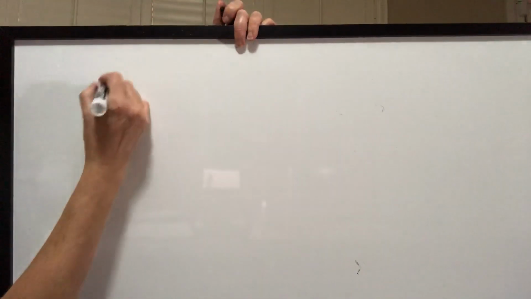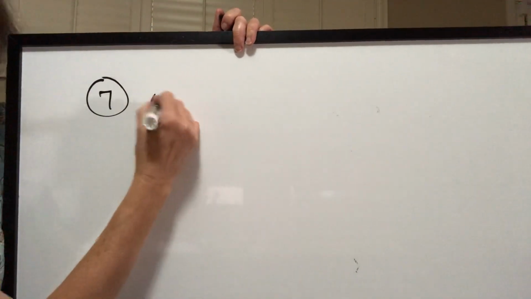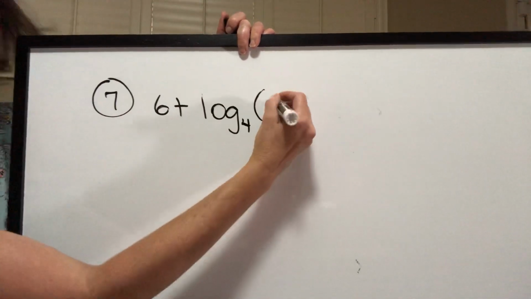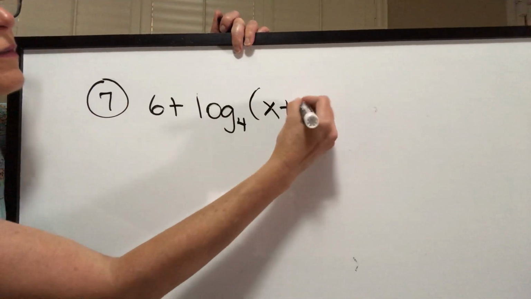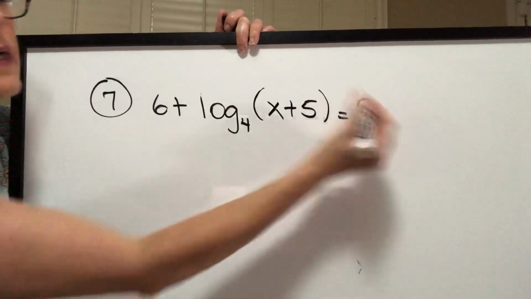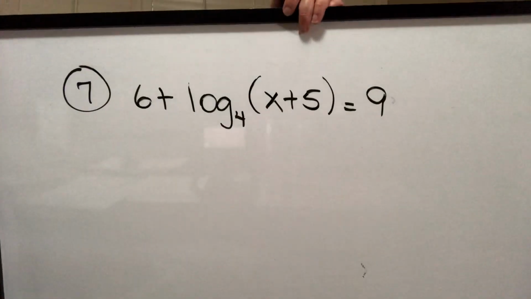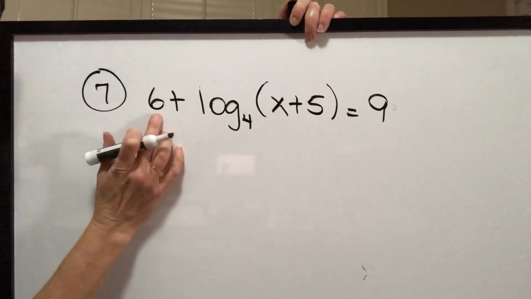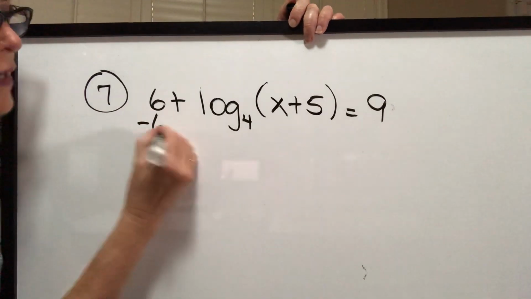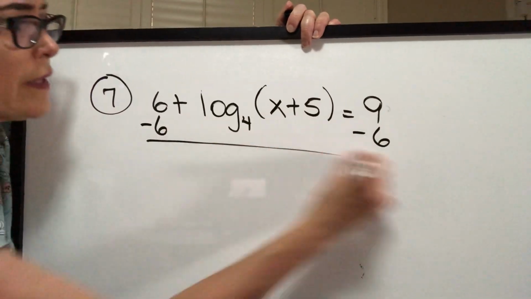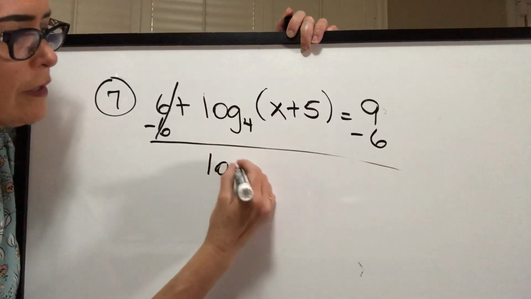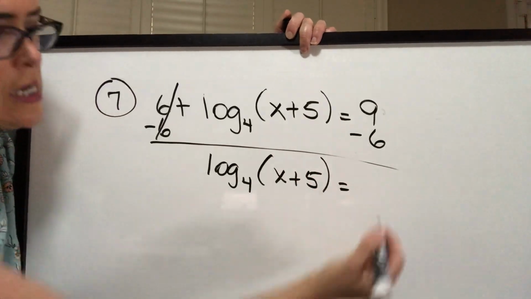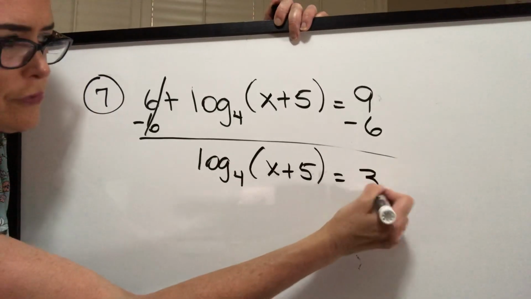Okay, number 7, we have 6 plus log base 4 of (x plus 5) equals 9. So we're going to isolate the log first. This part over here would be the log, so the 6 is not part of it. So I'm going to subtract the 6 right away. That will get rid of that. I would still have the log for now. Nothing changes there, and then 9 minus 6 is of course 3.